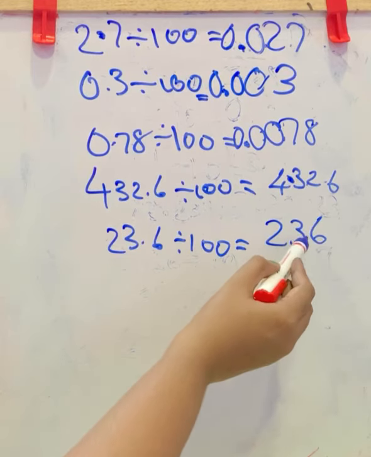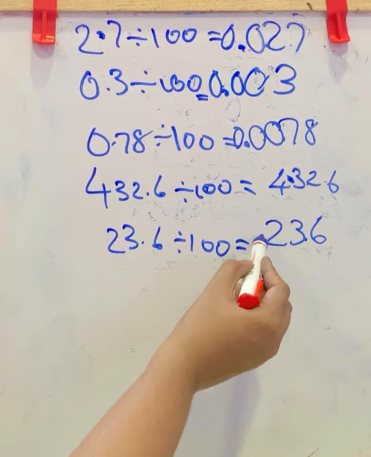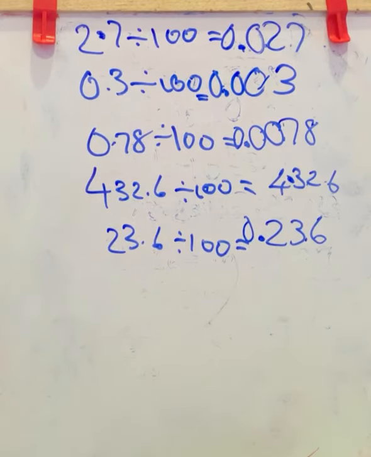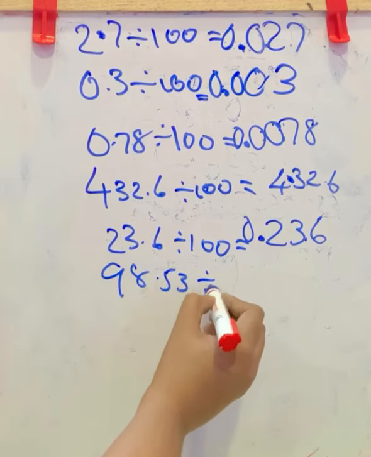236 is the, here was the decimal. Moving 2 places to left side, 1, 2. It reaches here, 0.236. Next, 98.53 division 100.